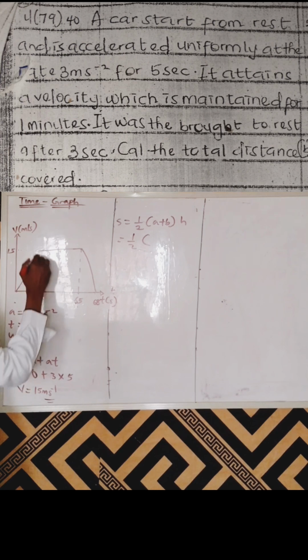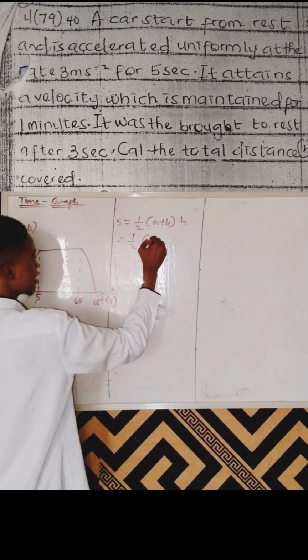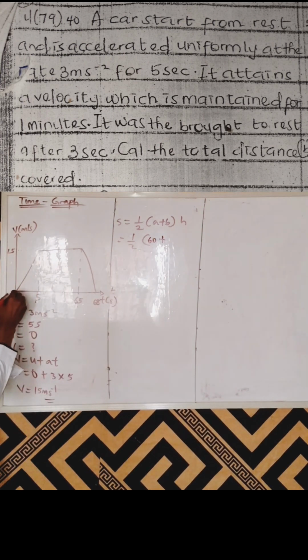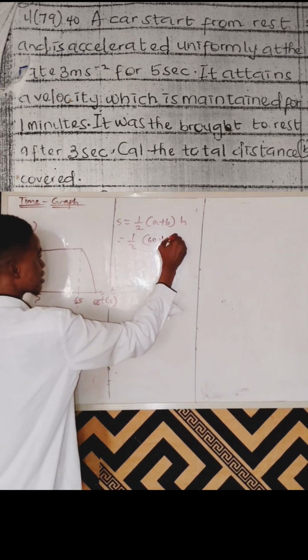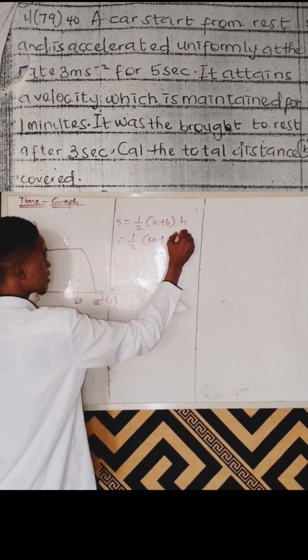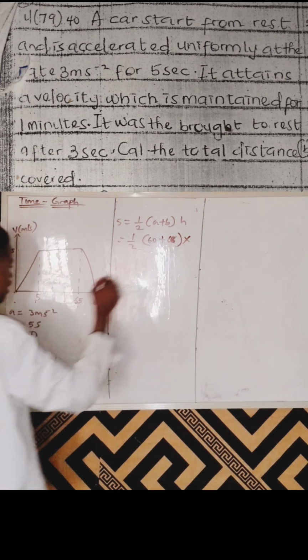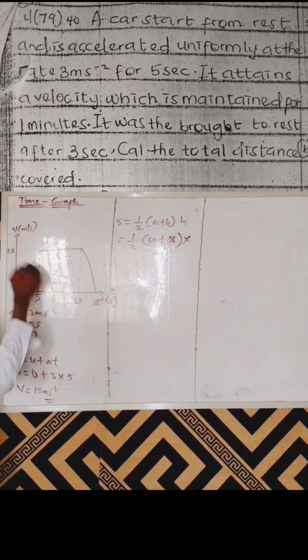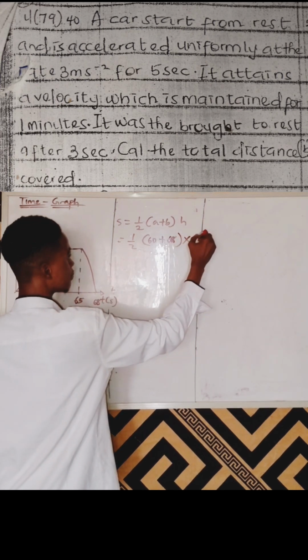And the distance from here to here is 65 minus 5. That's going to be 60. 60 plus the distance from here to here, which is 68, times h. h is the height now. That's just 15. Simple thing.